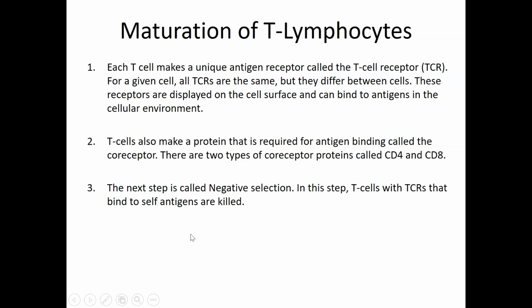T cells, like B cells, undergo negative selection. In negative selection, T cells with an antigen receptor against normal self-antigens get killed and are never released from the thymus.